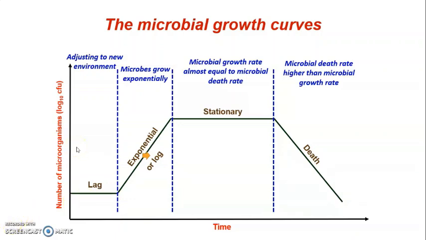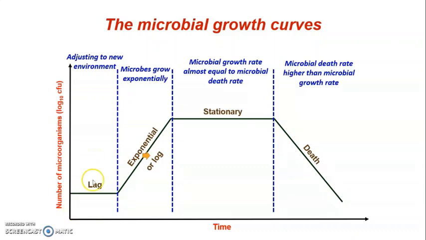The microbial growth curve is divided into 4 phases. The first one is the lag phase, the second one is the exponential or log phase, the third one is the stationary phase, and the last one is the death phase. Basically, this graph tells you how microbes grow over time. A typical microbial growth will exhibit this trend.